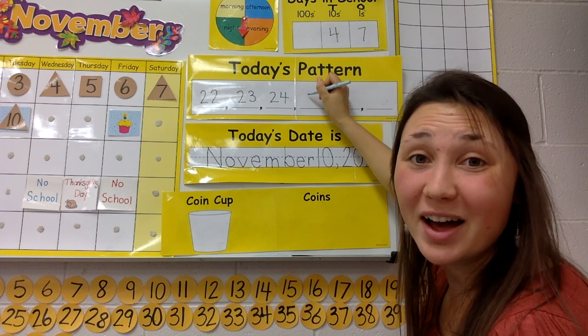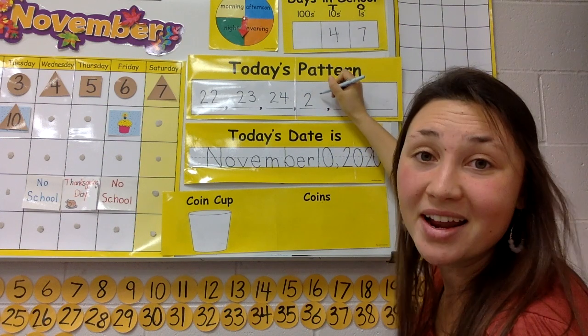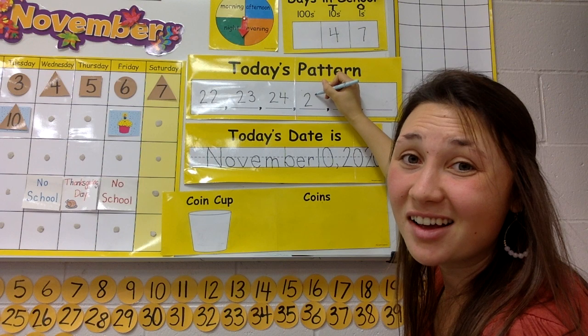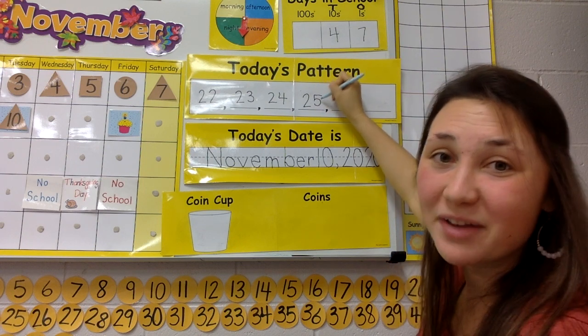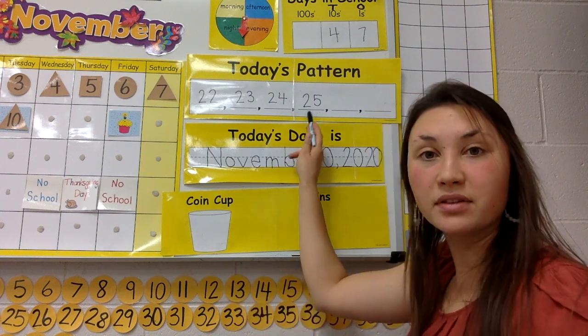There's a 2 and a 5. Make a 2, down and around, and slide to the right. And then to make a 5, we go down and around, and we give it a hat. 25. Okay. So what's 1 more than 25?